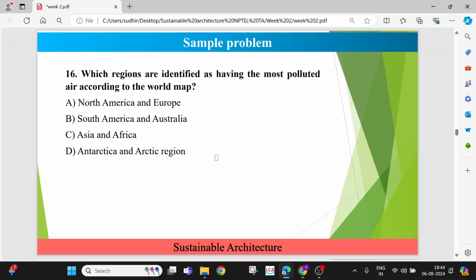So this is question number 16. Which regions, as it was shown in the map also. In that map, different colors were mentioned. Some red color regions were also mentioned. This shows the regions that are identified as having the most polluted air according to the world map. Option C, sir.